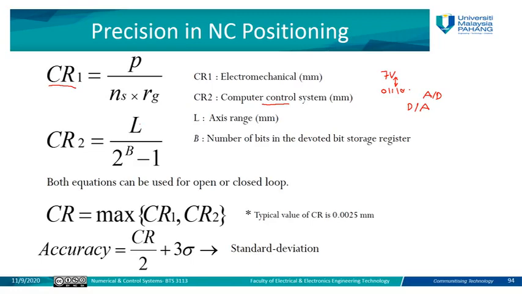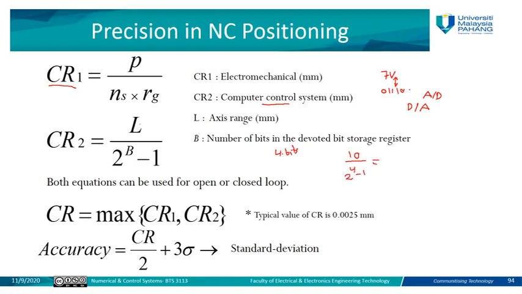For example, 2 to the power of B is the number of bits. If I want to convert the output signal, this 7 volt, into 4 bits, I'm going to find the level, and the input level is 10 volt, for example. So 10 over 2 to the power of 4 minus 1. This will give me the control resolution for this analog to digital converter, for example.